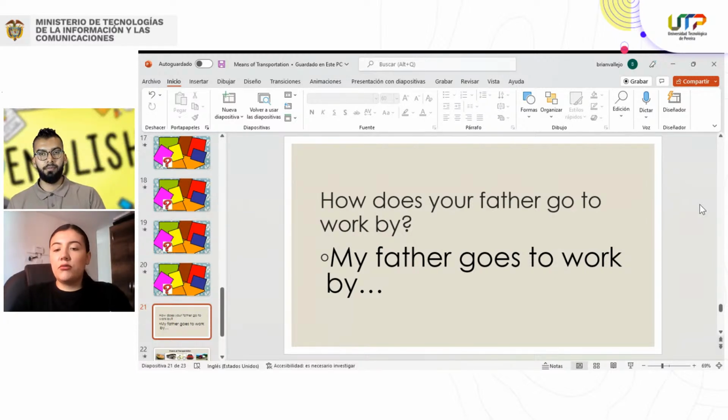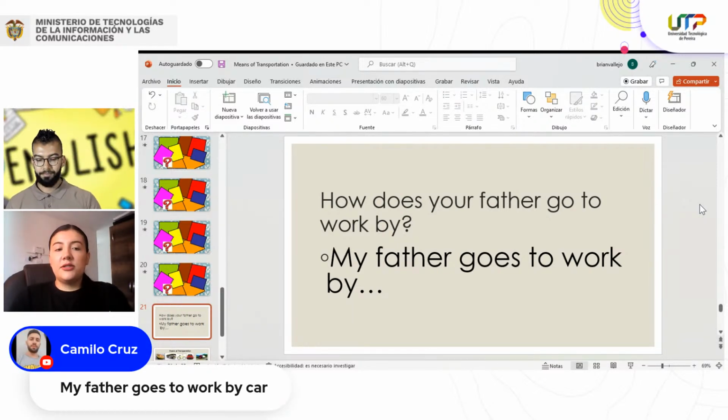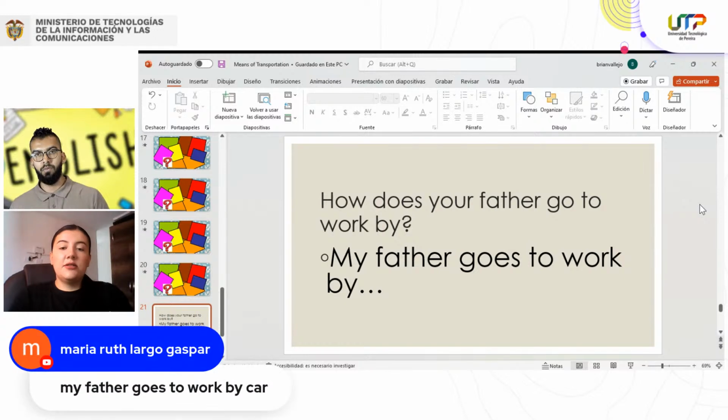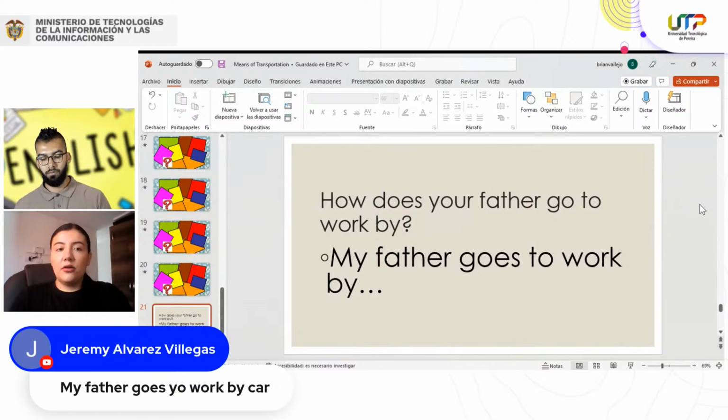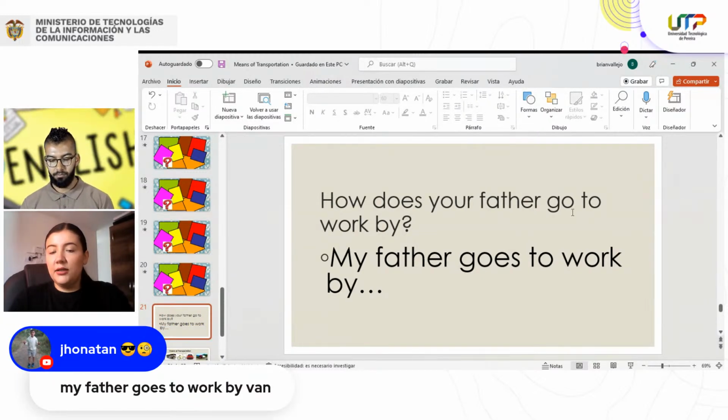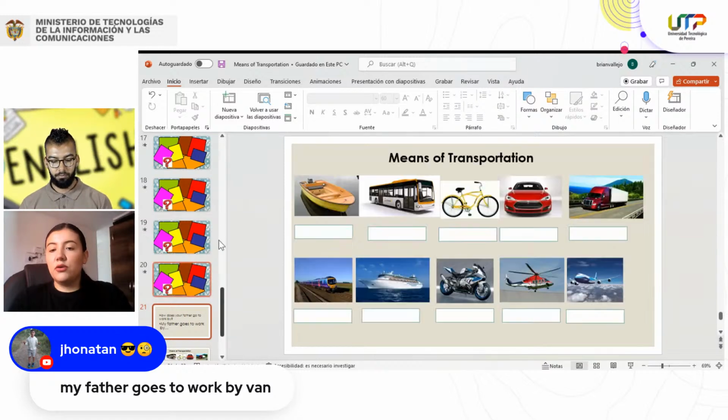Okay, well, teacher, we already got the first answers. And the first one is by Camilo Cruz. He says, my father goes to work by car. Jimena Gallo says, my father goes to his work by motorcycle. All right. Valentina Acevedo says, my father goes to work by car. Jeremy Alvarez says, my father goes to work by car. And we also got another one here by Jonathan. So Jonathan says, my father goes to work by van.